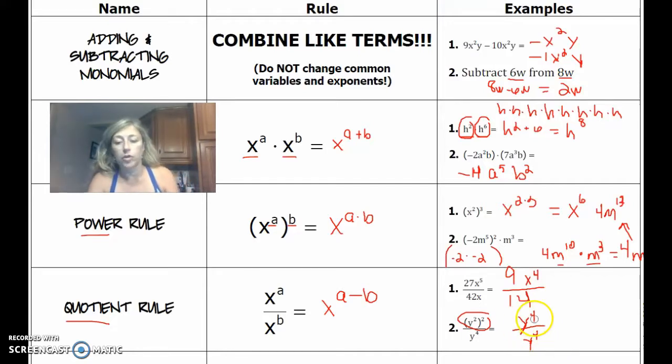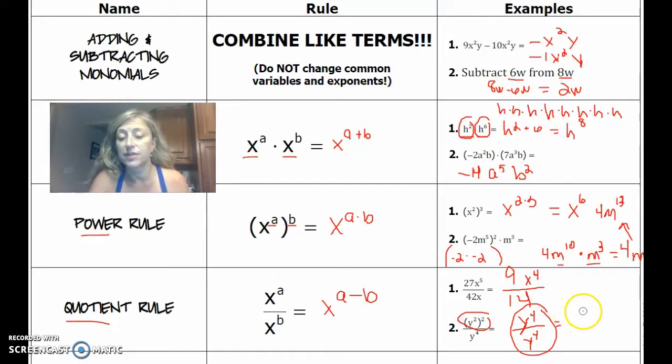Okay, I got y to the 4th power on top because it's 2 times 2. Now if you notice, it says y to the 4th over y to the 4th. Well, if I have the same thing on the top and the bottom, the quotient rule says I subtract these two exponents. What's 4 minus 4? Well, it would be 0. But we haven't gotten to that rule yet. So what I want you to really notice is what kind of fraction do we have if the top and the bottom are the same? It's a fancy form of 1. So that answer right there is 1.